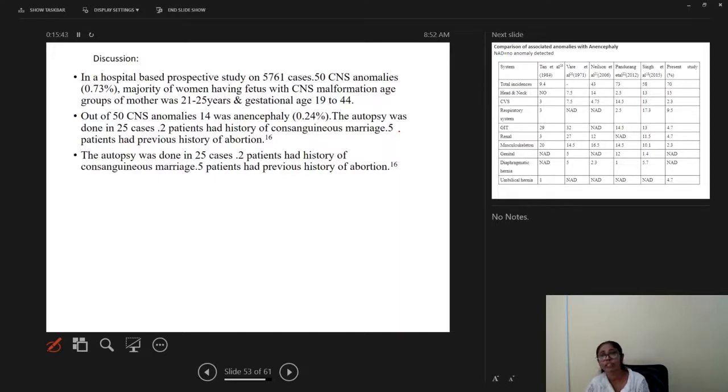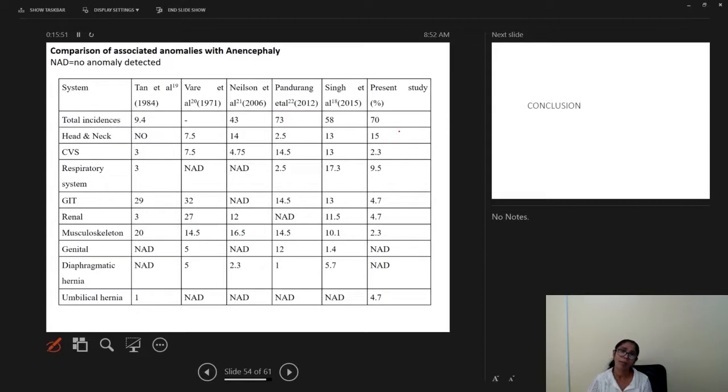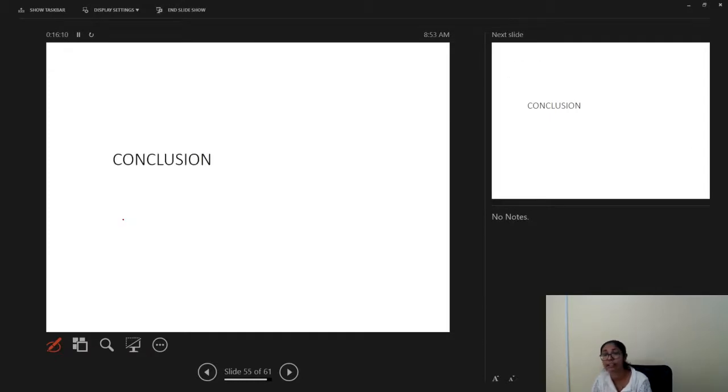Of these, 14 were anencephaly, 2% had consanguineous marriage, and 5 patients had a previous history of abortions. We have compared our study with Tan et al., Ware et al., Nilsson, Panduranga, Singh et al. These are the total incidences in their studies, and these are the associated anomalies present in those studies, and we have compared those anomalies with our findings.